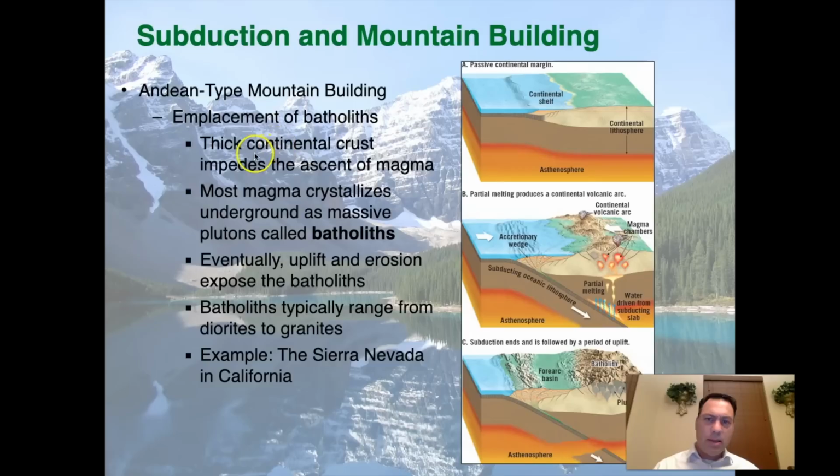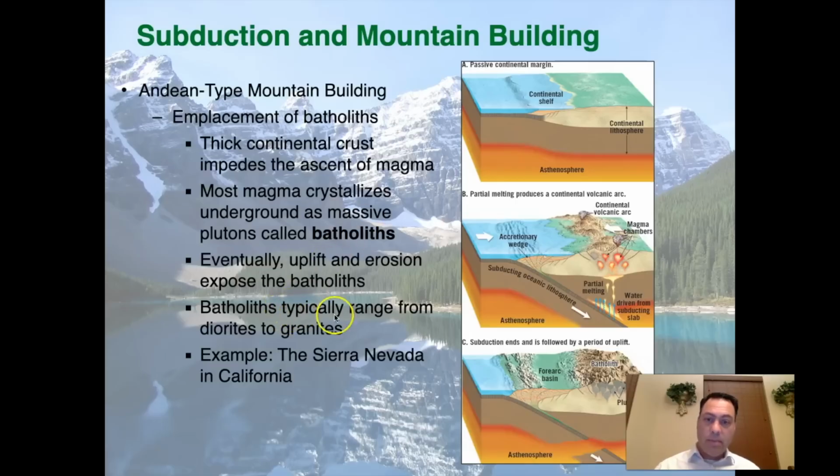So what happens is that thick continental crust impedes the ascent of magma. It doesn't just rise up very, very easily. In fact, in island arcs, it rises much easier than it does in the continental situation, the Andean type mountain belts. Most magma, in fact, crystallizes underground as massive plutons called batholiths. This is where you get your big granite bodies forming. And eventually uplift and erosion expose the batholiths. And we're going to get into a classic example of this in California here in a moment.